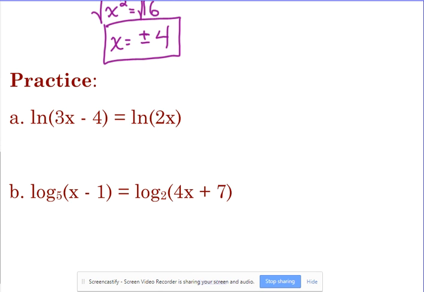Okay, practice with these two problems right here. Make sure that your worksheet looks like the board.